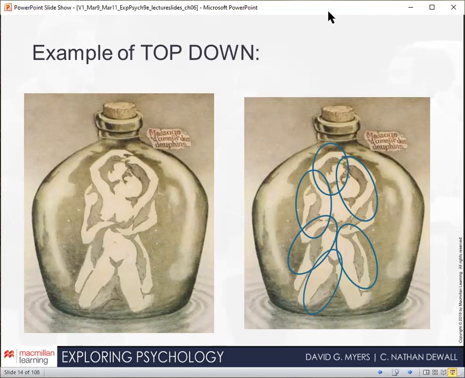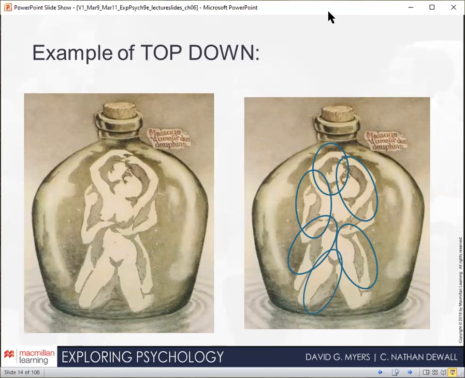Now, what does all this have to do with top-down processing? You utilize experience and expectations to perceive things. Those of you who only saw the intimate couple, that means that based on your experience and expectations, that's what you saw. But if we ask maybe a 5-year-old kid what they saw, they probably say they saw what I have circled here. And what do I have circled here?